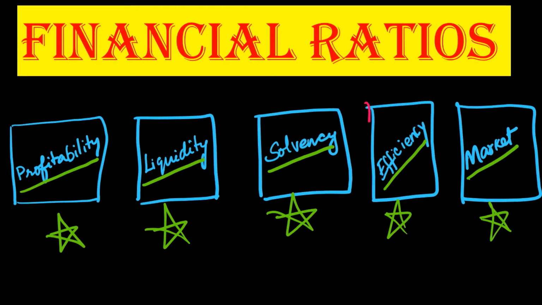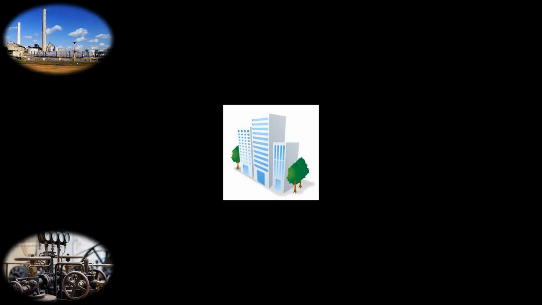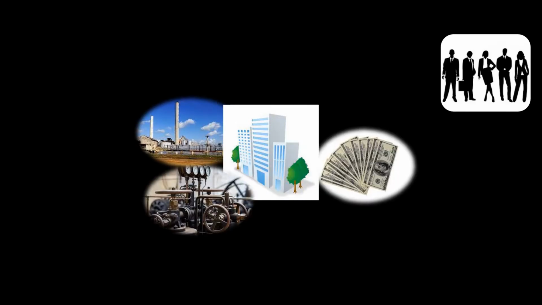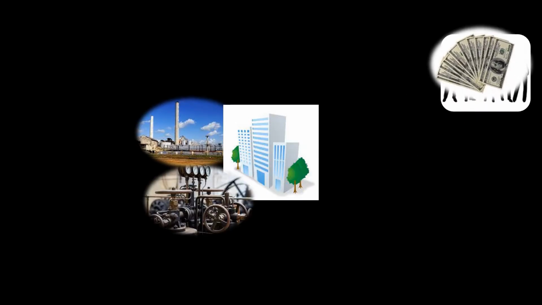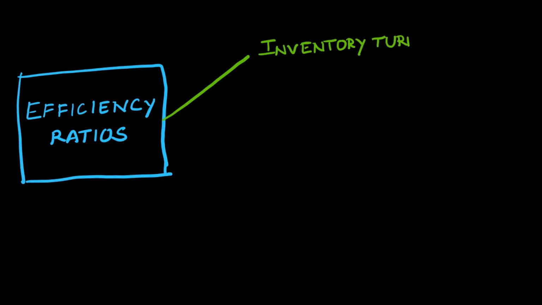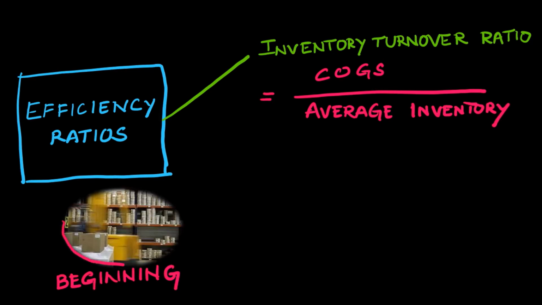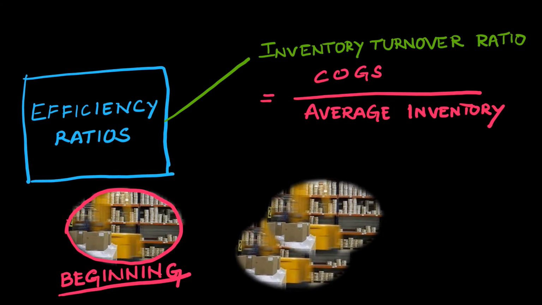Efficiency ratios are very important because they tell us how good the company is in making use of its resources to generate income. For example, let's talk about inventory turnover ratio. It is a proportion of the cost of goods sold to the average inventory. Cost of goods sold in this case is the inventory at the beginning of the period plus any purchases made.